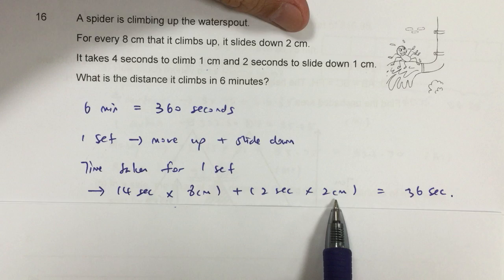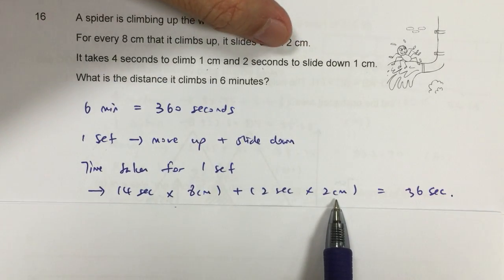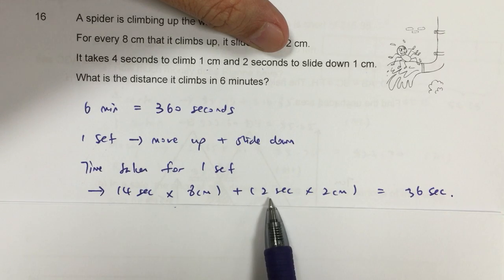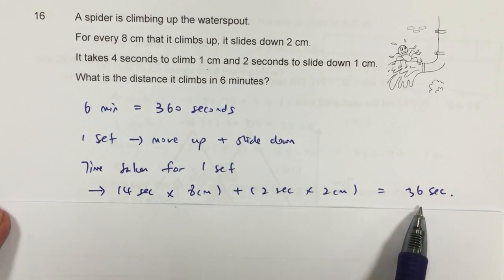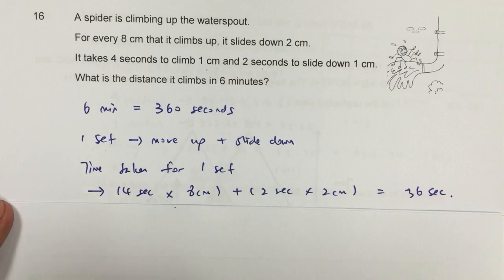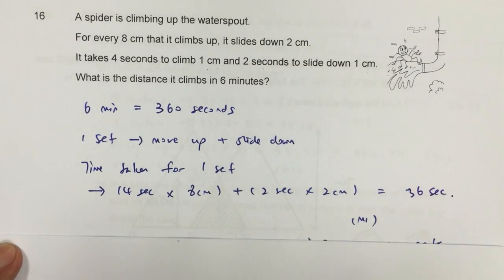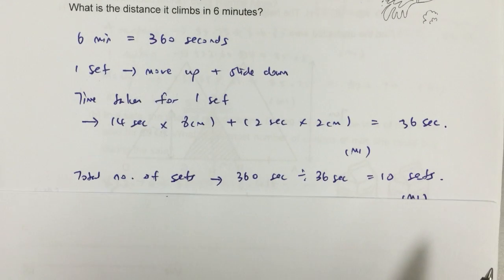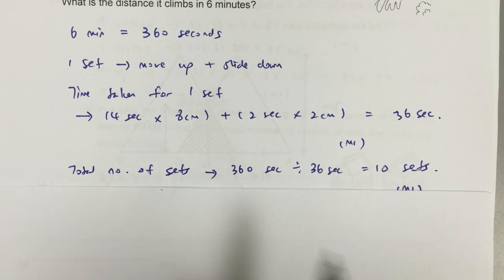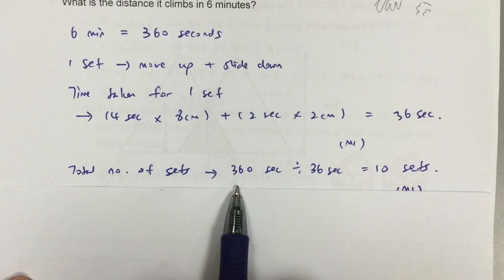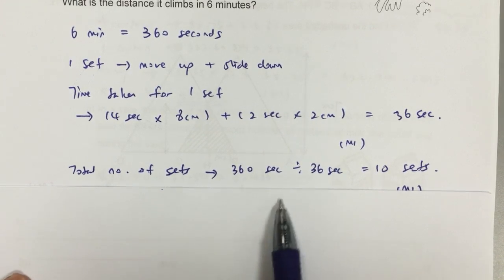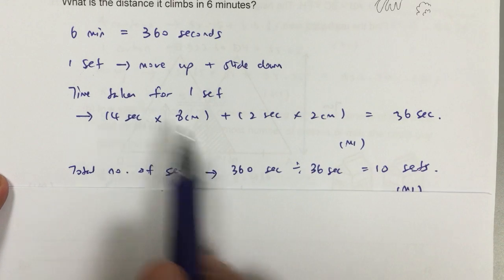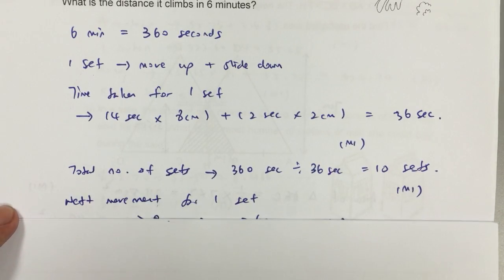Move down 2 cm. Every cm moved down takes 2 seconds, so 2 cm will take 4 seconds. So total time taken will be 36 seconds for one set of movement up and down. Total number of sets: total time is 360 seconds, so the number of sets will be 360 divided by 36. I have 10 sets. So this movement will happen 10 times.